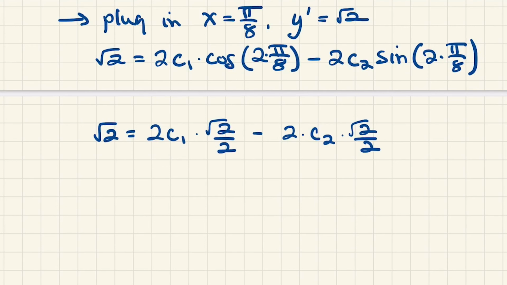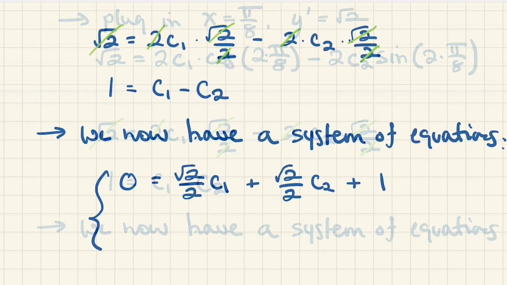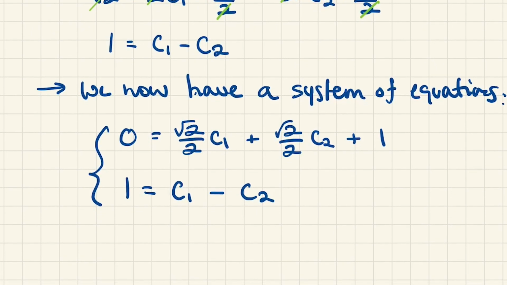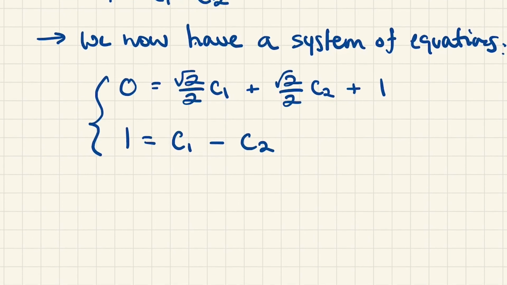Okay, so we have quite a bit of cancellation. The 2's here all cancel, and the rad 2's also all cancel. So we get something nice: 1 is equal to c1 minus c2. Okay, so we just have to solve this system of equations for both C1 and C2, and we're off and running.